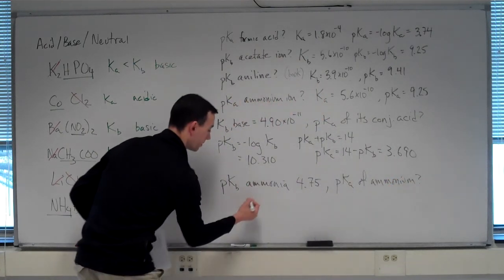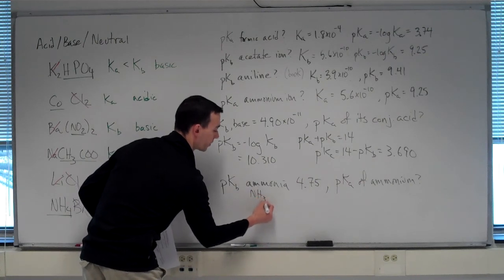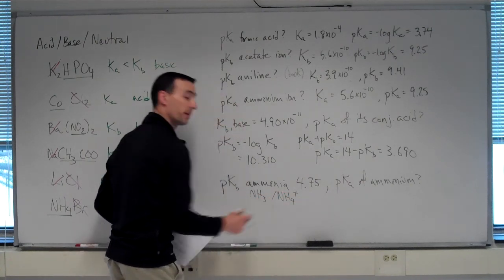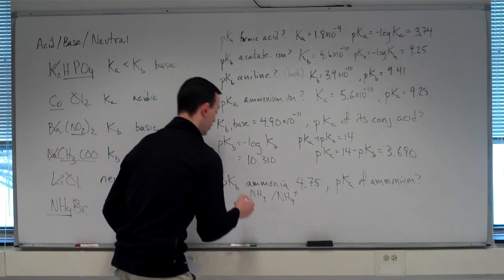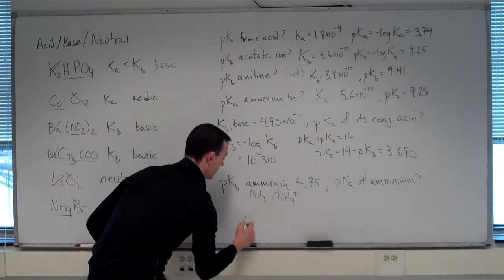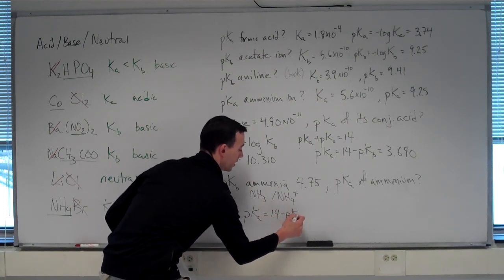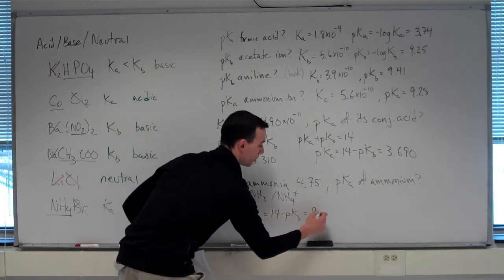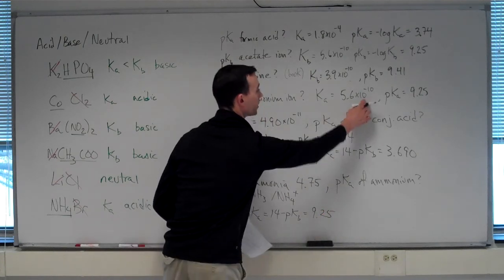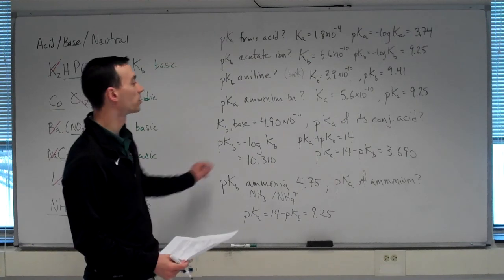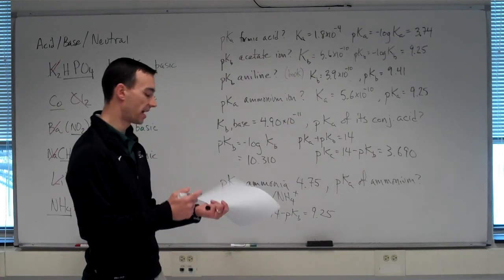Okay? So again, ammonia is NH3, ammonium is NH4+. They're a conjugate pairing there. So this is very quickly found. Simply pKa will be 14 minus the pKb, or 9.25. Same value we had up here, but that's how you could calculate it if you didn't directly have the Ka value.